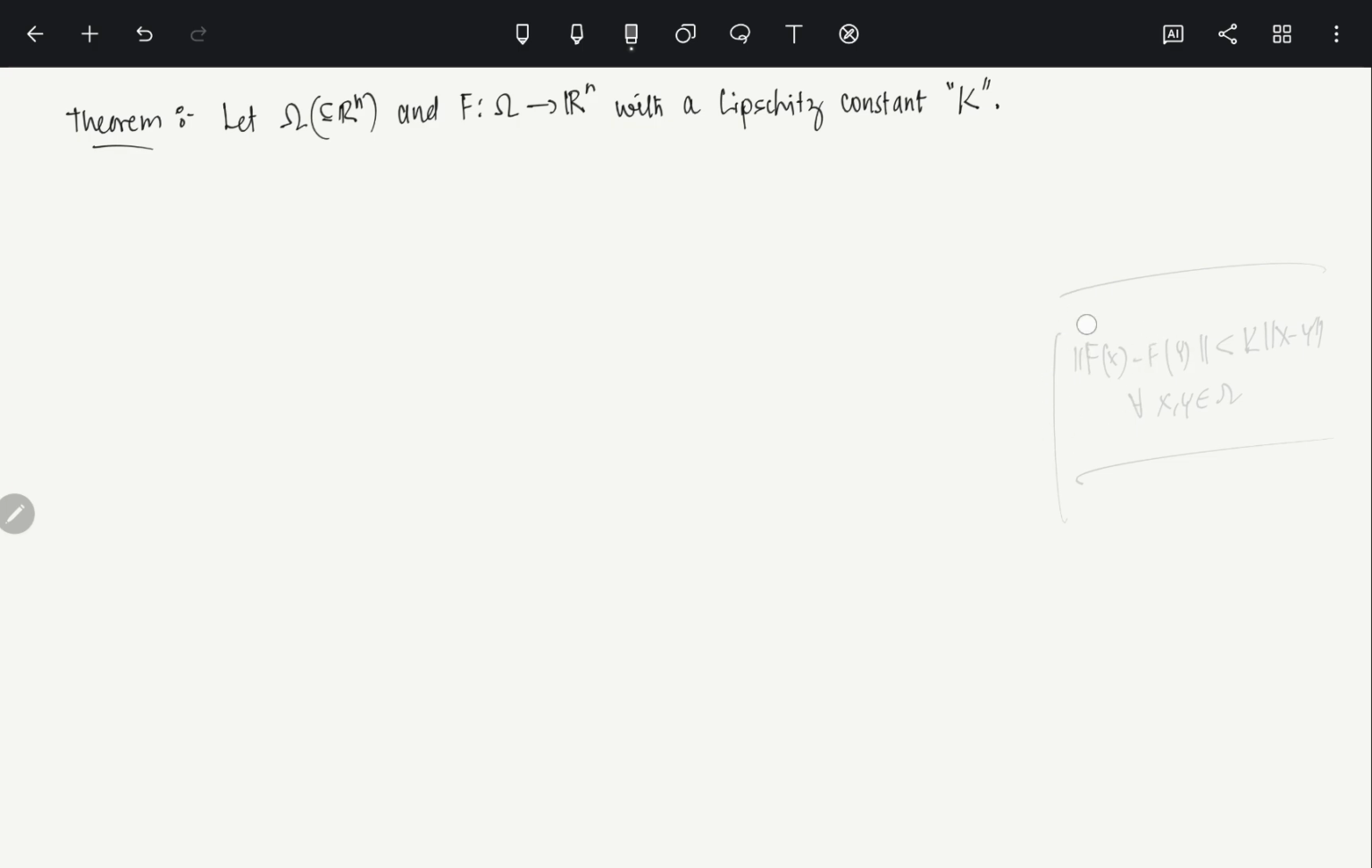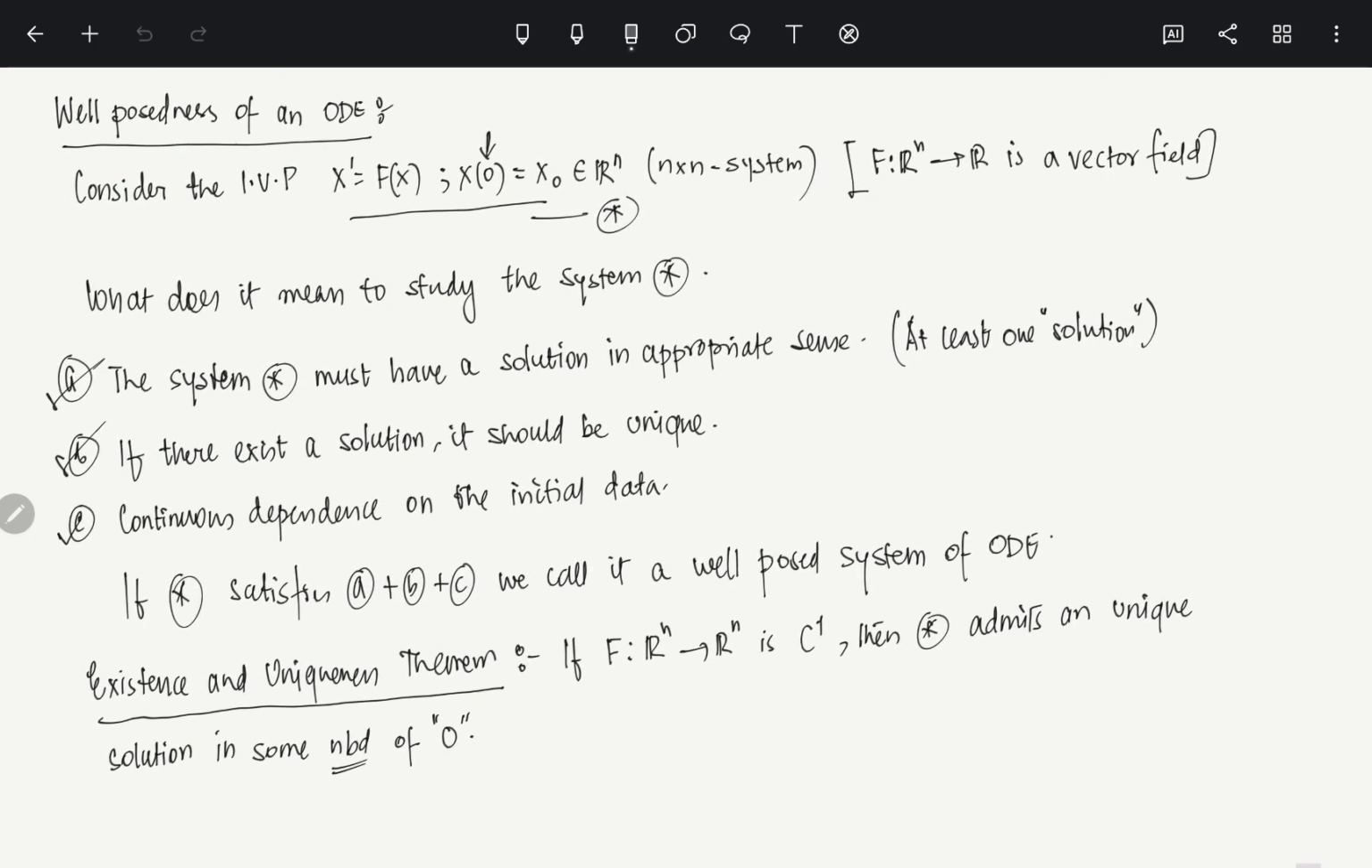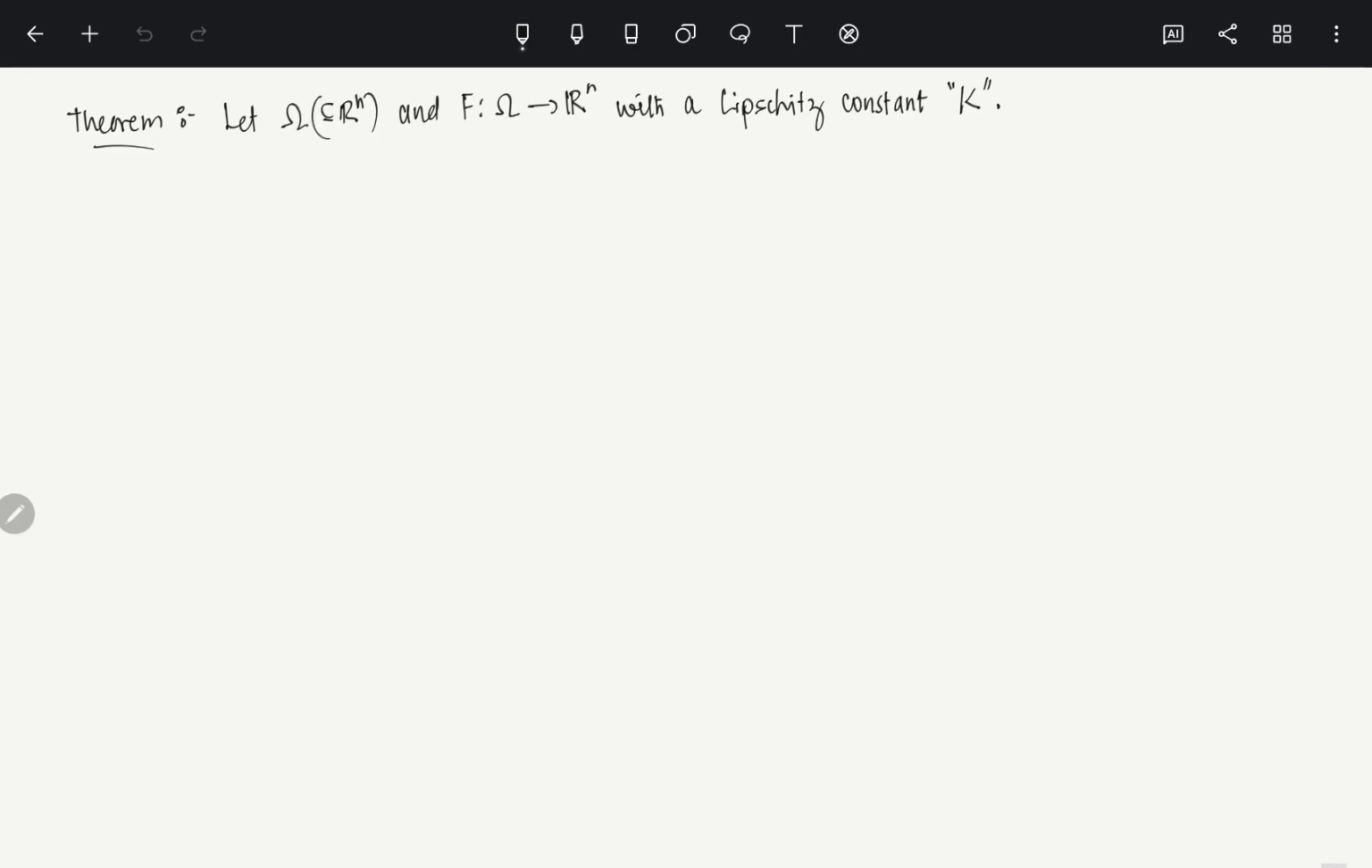See, the thing is, for the well-posedness we did it for a C1 vector field. Now any C1 vector field is locally Lipschitz, right? It is locally Lipschitz, but may not be Lipschitz. Now here what I am saying is you need your vector field to be Lipschitz continuous, right?